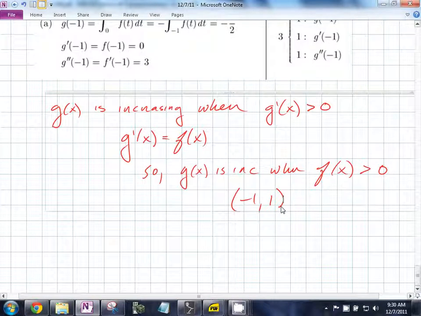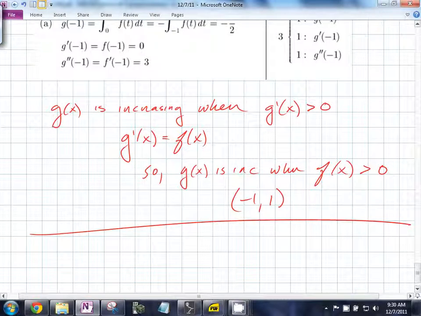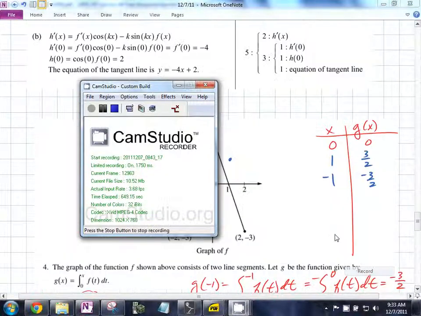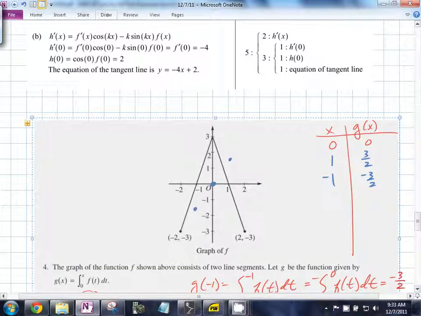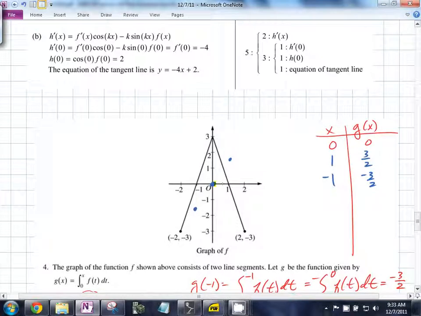So how do we make it increasing but concave down? It's going to look like this, right? And what do you think the other side is going to look like? The exact same thing, but flipped. It's an odd function like that.